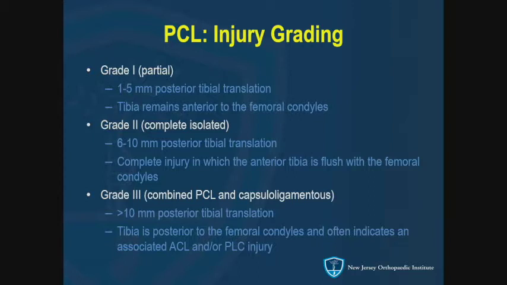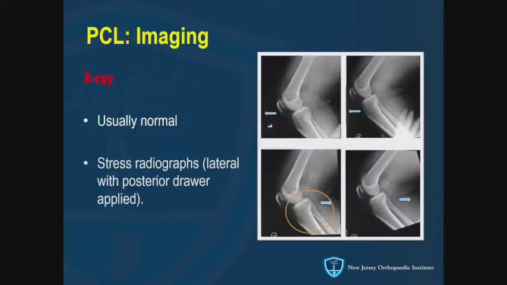The easy way I was taught to grade it is to really just look at the front portion of the tibia and see where it is relative to the femur. And again, you can use the opposite knee for comparison. Generally, if the front edge of the tibia sits anterior to the femur, that's going to be a grade 1 or a partial tear. A grade 2 complete tear will be generally flush with the femur, and in grade 3, it's going to go posterior to the femur. And generally, when you're seeing a grade 3 tear, it means that there's more torn than just the PCL itself, and you're often going to see a concomitant ACL tear or posterior lateral capsular injury.